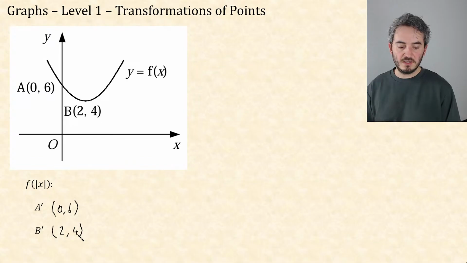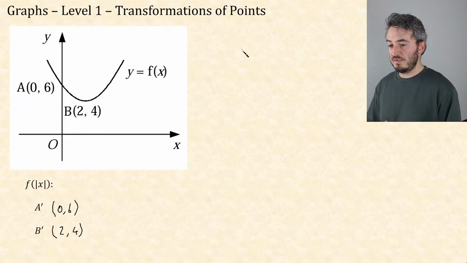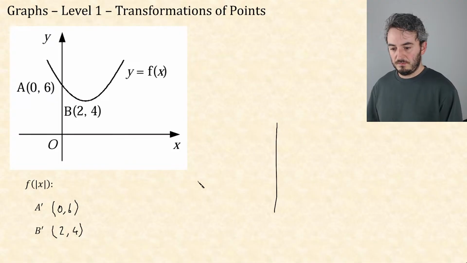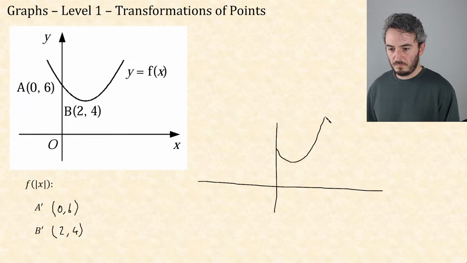But that doesn't mean nothing is happening to this graph. What's actually happening, if I was to sketch this, is for all of the parts of the graph with a positive x value, we just leave those alone. For anything that had a negative x value, it basically gets deleted. So we keep all of this. And what happens on this side is you basically copy the right-hand side as a reflection.